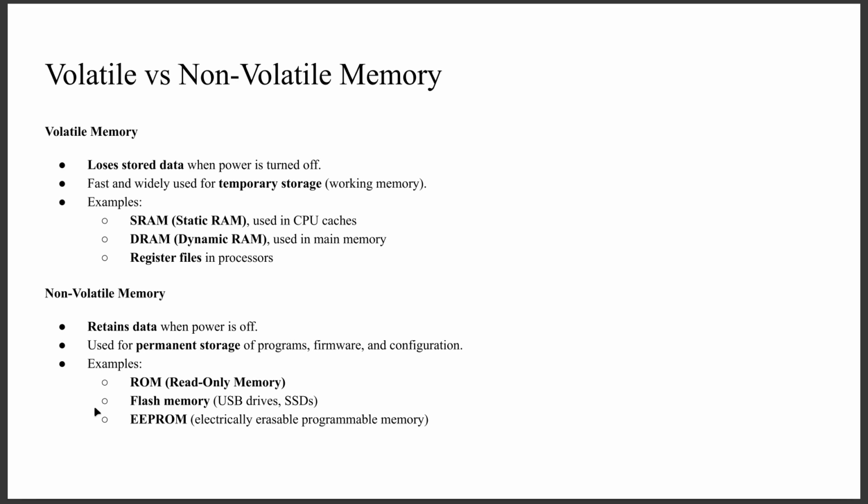Volatile versus non-volatile memory. Volatile memory loses stored data when power is turned off, is fast, and is widely used for temporary storage. Examples include SRAM, DRAM, and register files. Non-volatile memory retains data when power is off, and is used for permanent storage of programs, firmware, and configuration. Examples: ROM, flash memory, and EEPROM.